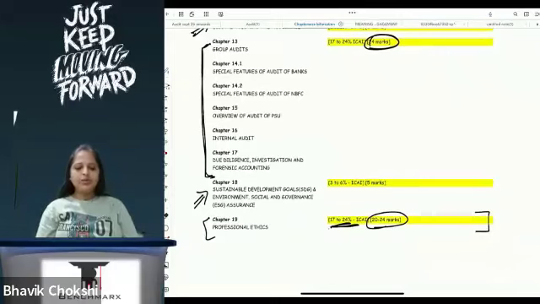Next line write down chapter 18 dash SDG and ESG. You will know the full forms by the end, so you don't need to write the full thing, it's okay. SDG and ESG dash 5 marks.